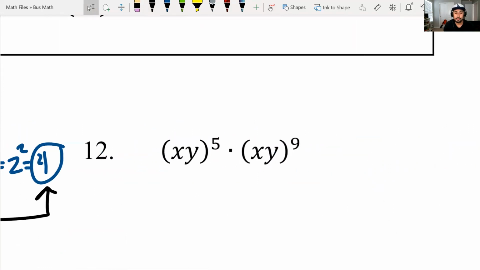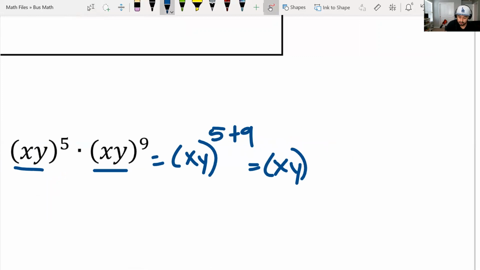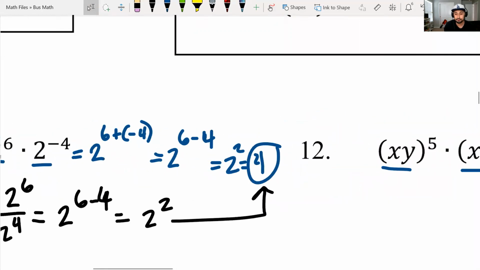All right, 12, x times y to the 5th times x times y to the 9th. Same base, add your exponents by product rule. x times y to the 5 plus 9 gives me x times y to the 14th. There you go.